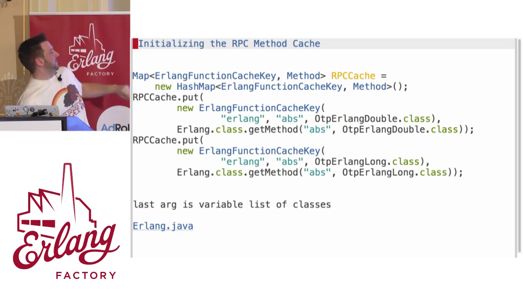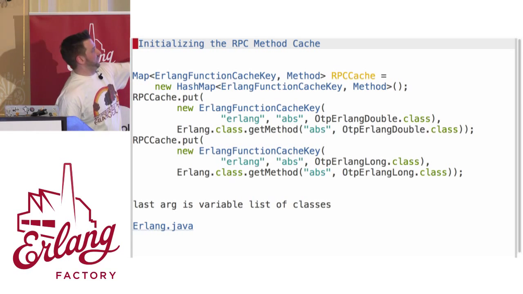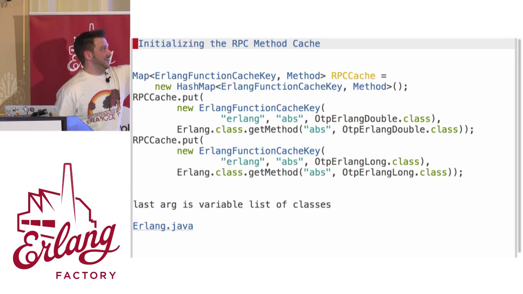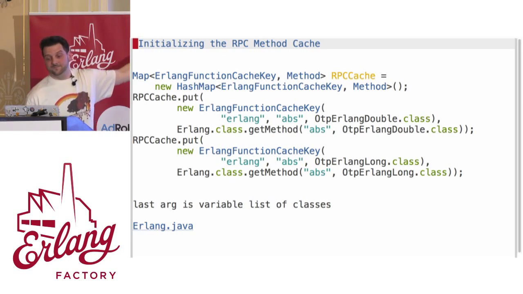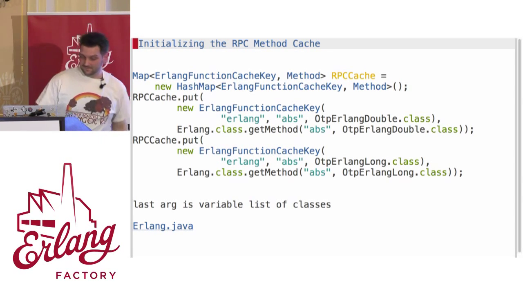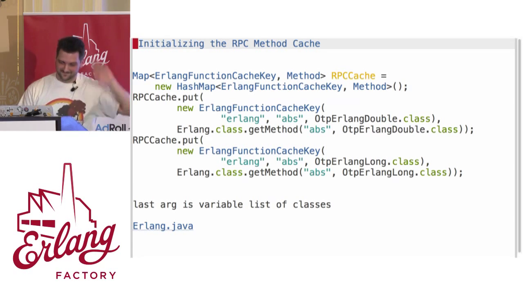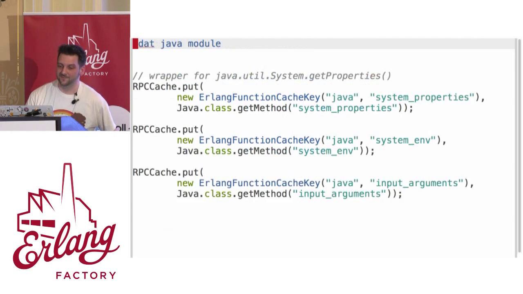with both data types. So basically now, if I ask for RPC Erlang abs and I pass it a double, it's going to find this method from the Erlang class, and it's going to run it for me. And if I pass it a long, it'll run that one, which is bad because I can make them behave differently, but I have to be a good Java programmer too, don't I?